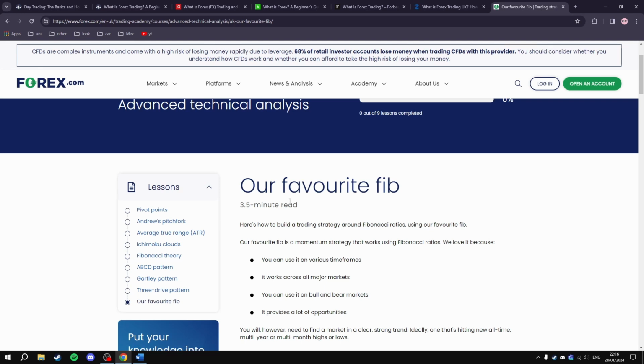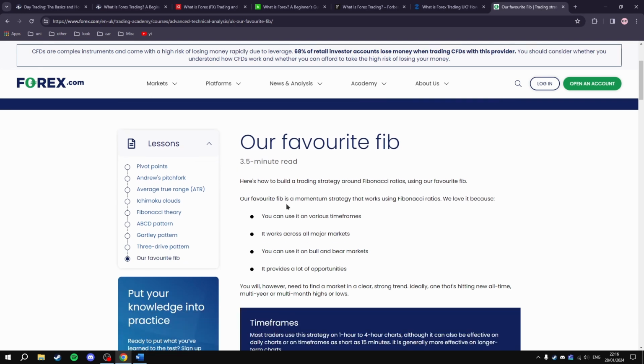Our favorite fib. Here's how to build a trading strategy around Fibonacci ratios using our favorite fib. Our favorite fib is a momentum strategy that works using Fibonacci ratios. We love it because you can use it on various time frames. It works across all major markets. You can use it on bull and bear markets. It provides a lot of opportunities.